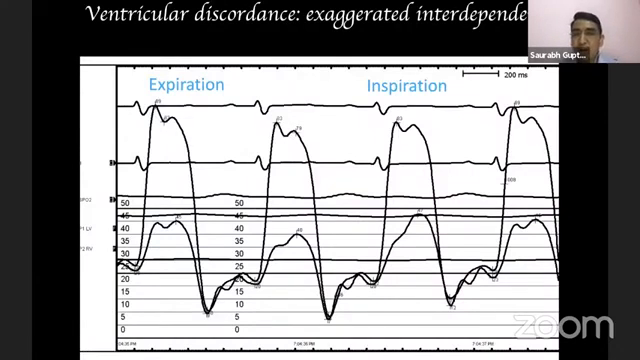Now coming to ventricular discordance or exaggerated ventricular interdependence. These are two terms which we keep using interchangeably. But if you see over here, there are many things which we can read in this. This is the RV trace. If we start telling the abnormalities, RV pressure is elevated, but it is below 50, which is one of the characteristics of constrictive physiology.